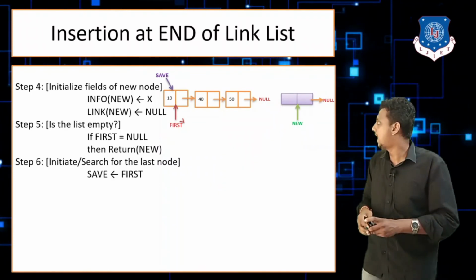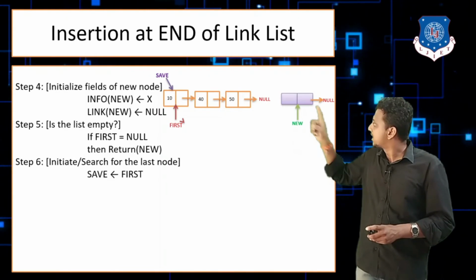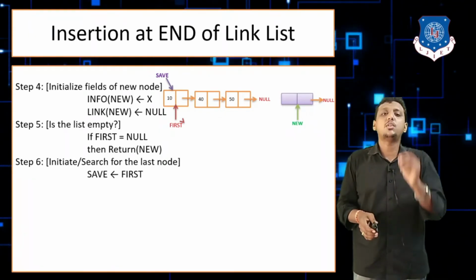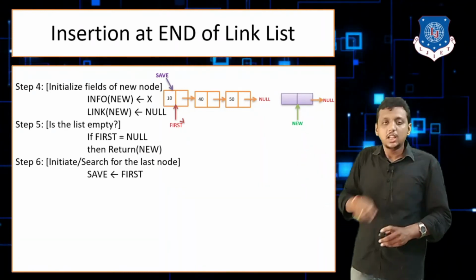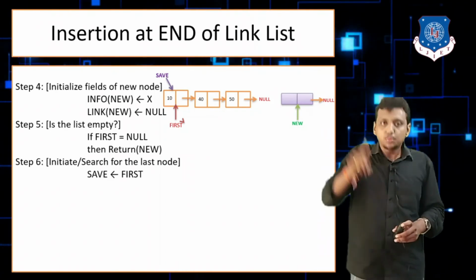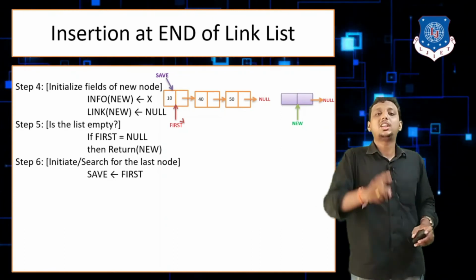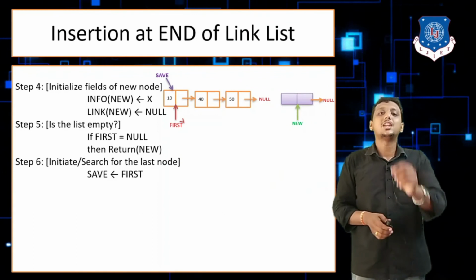This will happen. See, if the save pointer is pointing at 10, that means the name of the first node is save. Now, the link of 10 is pointing to 40. That means the link of save is pointing to 40. Yes or no? The link of save is pointing to 40. That means if this is save, then the name of the next node is link of save.